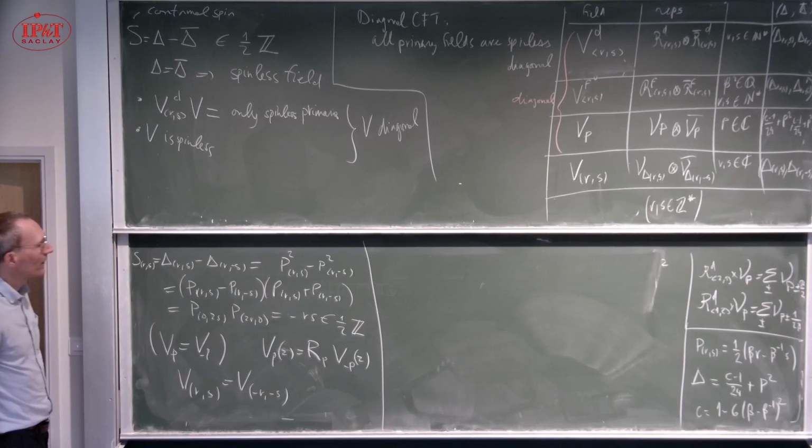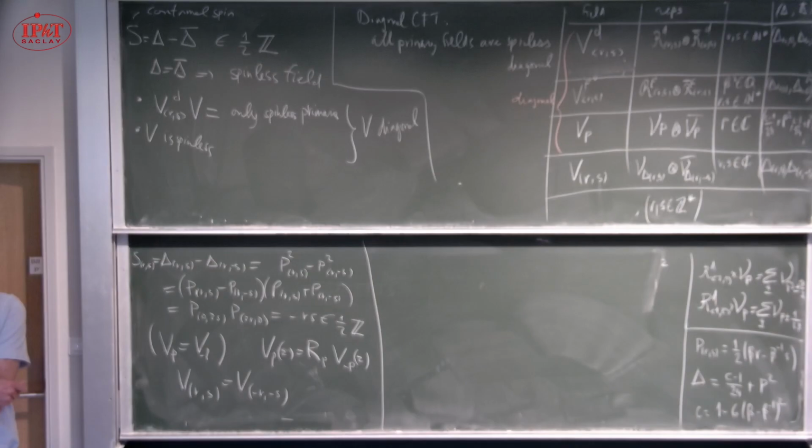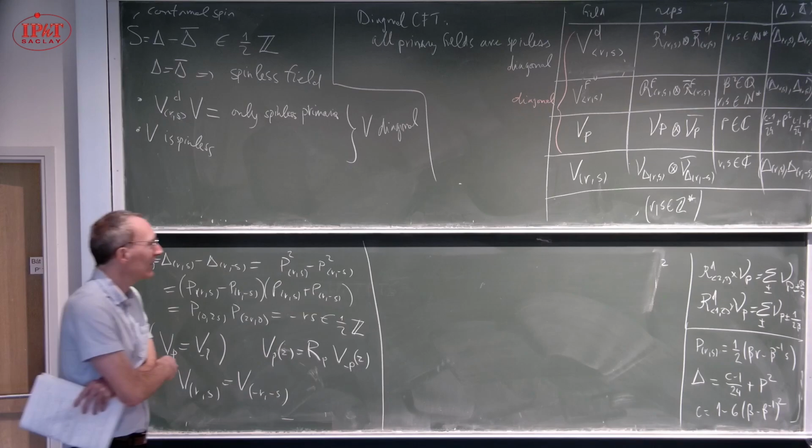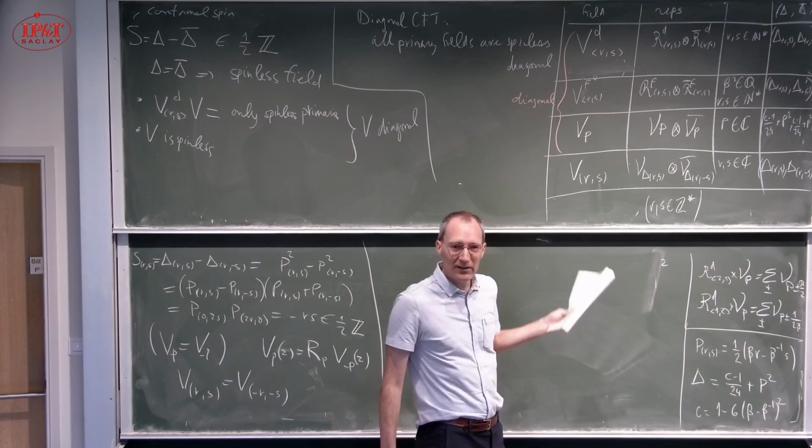Okay, so the next question is somehow you could have several fields with the same P in your theory, isn't it? So then you could imagine having a matrix or whatever. Right, so it could be that my fields are not completely defined by their conformal dimension. I would need to add extra indices or something to distinguish fields with the same dimension.